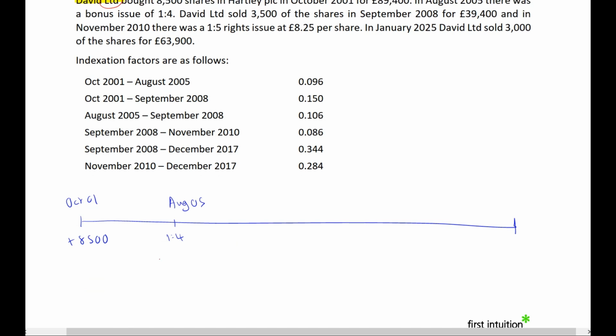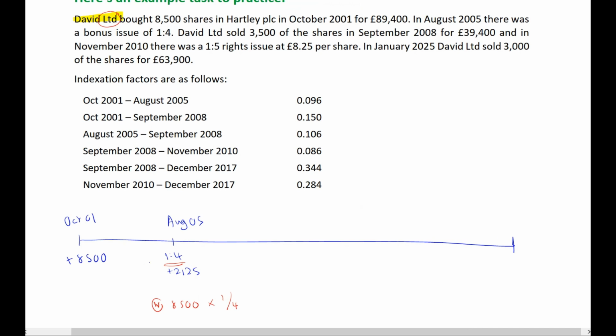So the working there would be the 8,500 shares that I currently own, and then one new one for every 4 I've already got. So the bonus issue expressed as 1 for 4 becomes 1 over 4 in my calculation. So that tells me that I'm getting an extra 2,125 shares at that point. Oh, it's a bonus issue. I'm not buying them. I am receiving them for free. So that is a bonus issue there. So they're free shares.